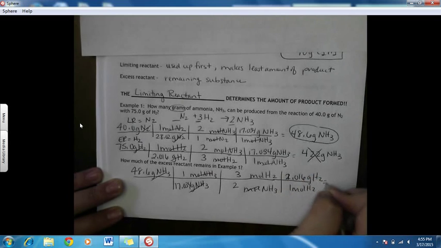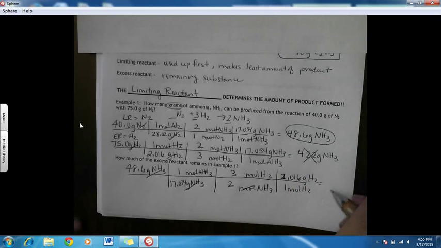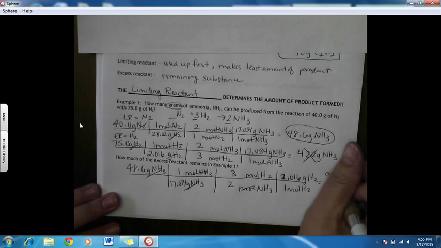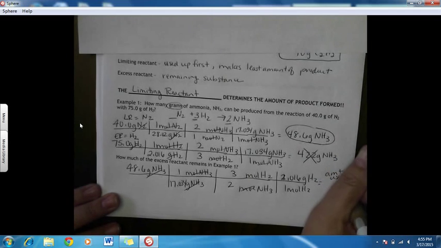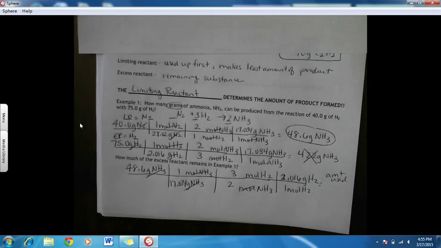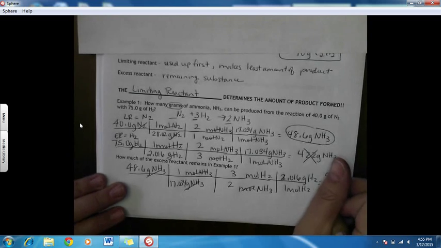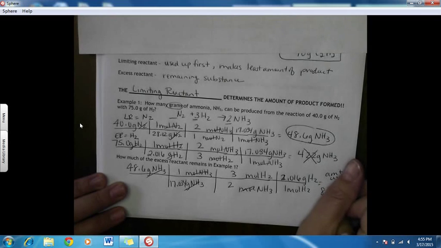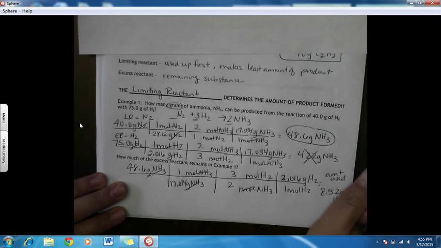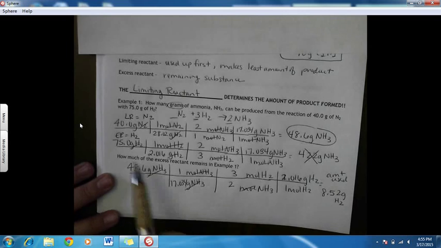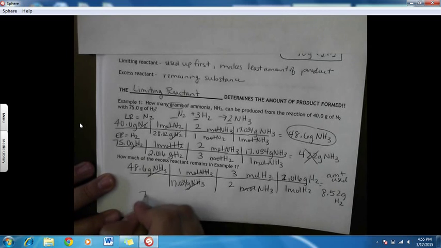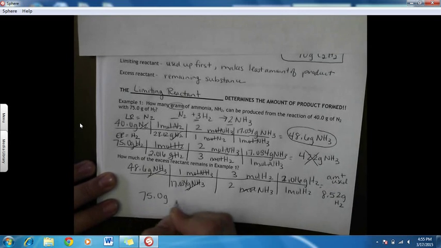And this would tell us the amount of hydrogen that is used. Okay, this is the amount used of hydrogen. And so we multiply across the top and we divide by what's on the bottom, and we get 8.52 grams of hydrogen would be used. Well, if we started though with 75 grams, how much remains? Well, we would just subtract.